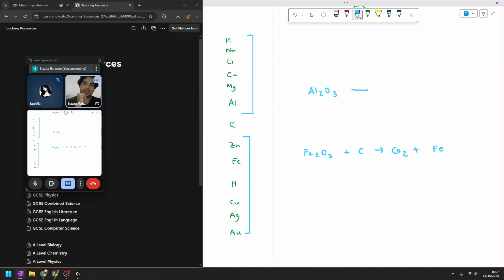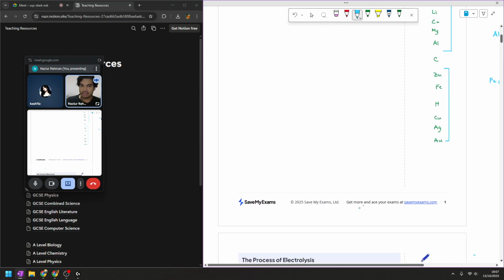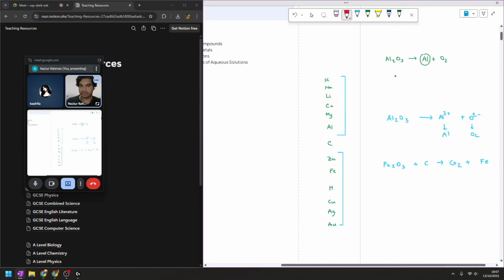So electrolysis would undo the chemical bonds. It would split the aluminium oxide into aluminium ions and oxide ions, and then it would turn the aluminium ions into aluminium metal, and it would turn the oxide ions into oxygen gas. So it sort of undoes the chemical reaction. Okay, so that's the purpose. It's to extract metals that we can't extract using reduction.